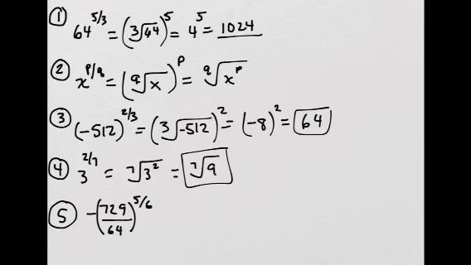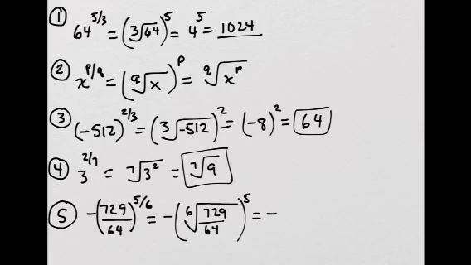Okay, so for this problem, notice the negative is outside of the parentheses. So even though this is an even root, because 6 is an even number, it's okay because this negative is going to always stay outside of the radical, not inside. Because what's being raised to the 5/6 is the positive number, not the negative. Okay, so we're going to write the negative of the 6th root of 729 over 64 raised to the 5th power.